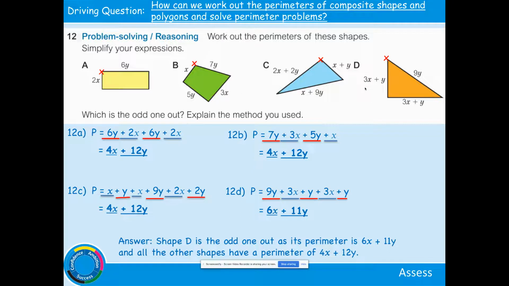Always go back, check what the actual question's asking you to do. It wasn't just to find the perimeters of the shapes, it was to find the odd one out.